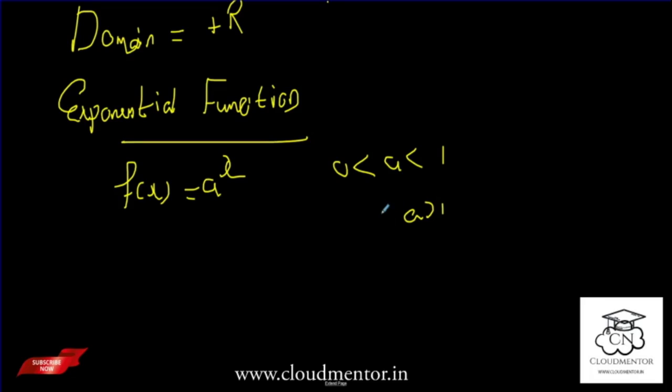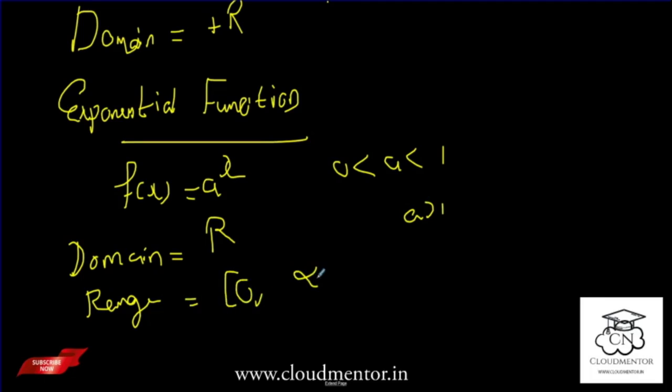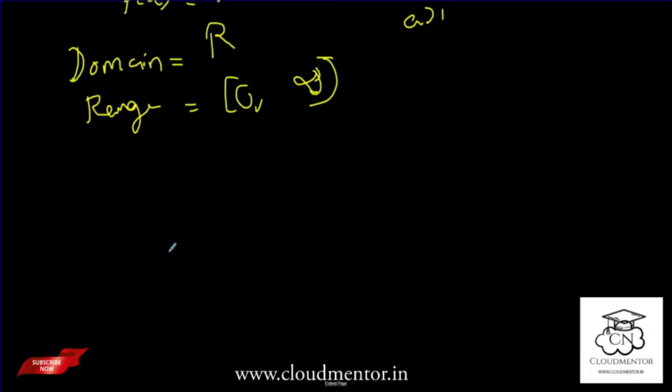So here the domain will be equal to R, and the range can have the values from 0 to infinity. So let's draw the graph of that function, for the increasing and decreasing cases.